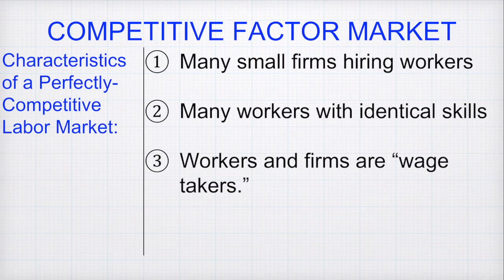For that reason, both the workers and the firms that are hiring the workers are wage takers. There's just too much competition in order to pay workers more than the equilibrium wage. And really, you wouldn't be able to pay below the equilibrium wage because there are so many employers that the workers themselves wouldn't work for anybody that's not willing to pay the market wage. So these are all the characteristics of a perfectly competitive factor market. Again, this is kind of the reverse of a perfectly competitive output market, because now we're talking inputs.